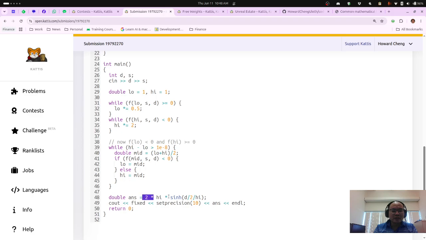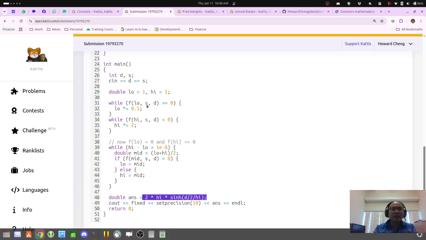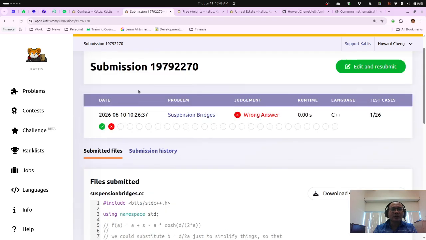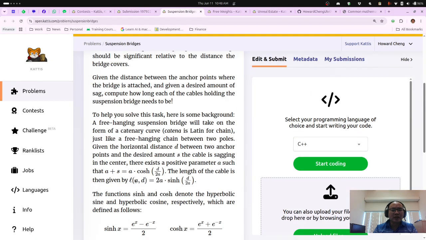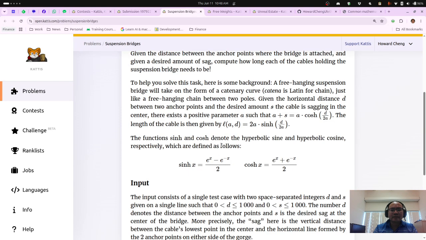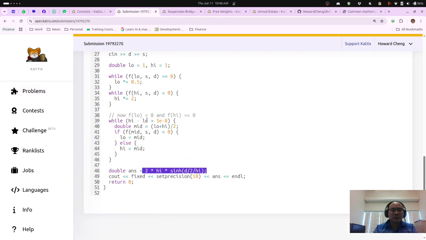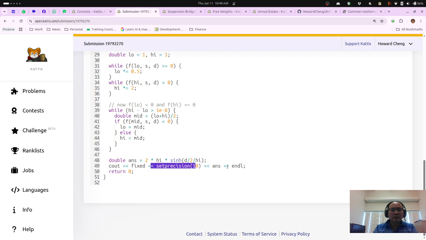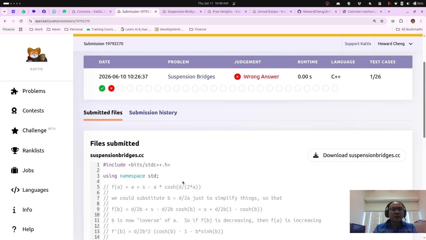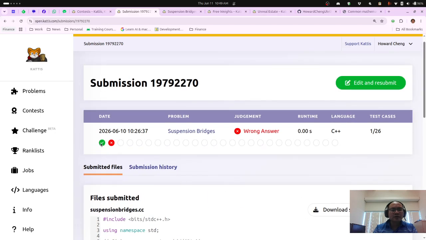Then I plug it in here. This is a formula that they give, once you know what A is. That's the formula you need to plug in to get the length. And then you print it. I print 10 decimal places. And I got the right answer for the first case. Second case, wrong answer.